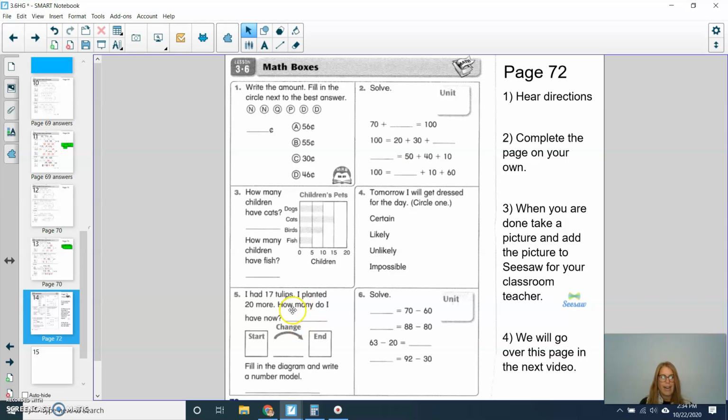For question 5, I had 17 tulips. I planted 20 more. How many do I have now? So think about what you're starting with and then your change. Are you adding or subtracting? And what are you ending with? And then give me a number model at the bottom. And then for our last question, number 6, if you can solve, and then give me a unit.